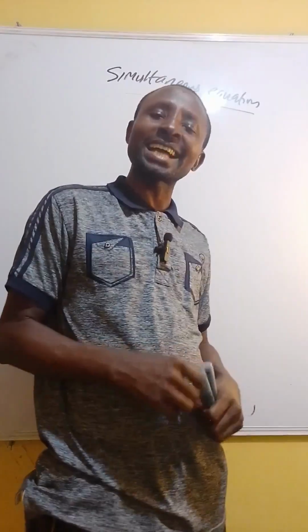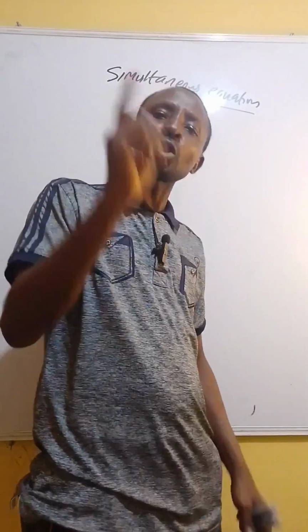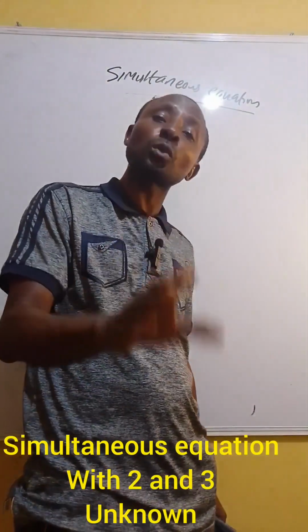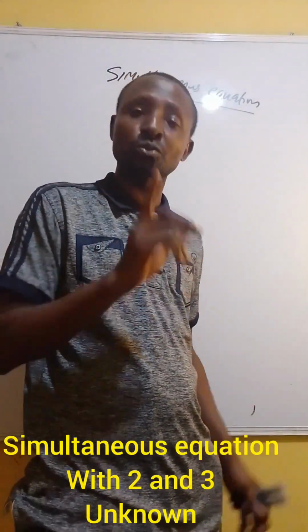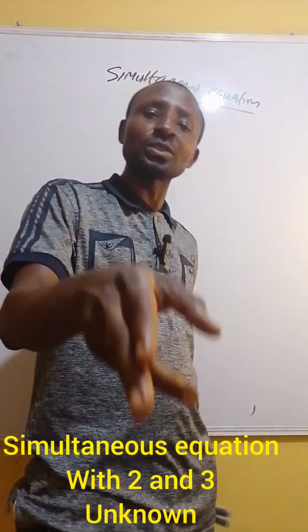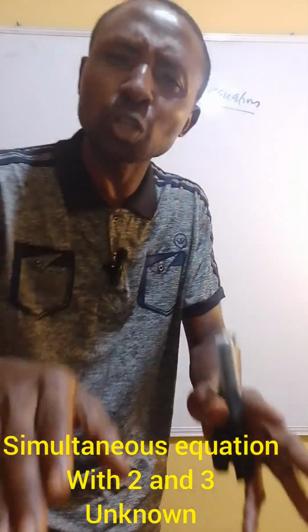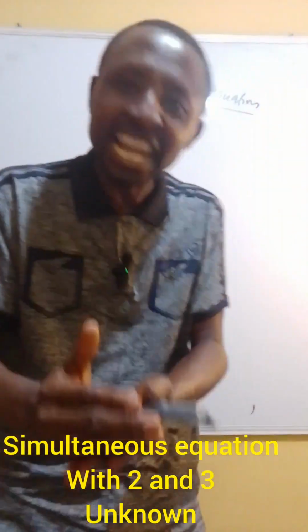Today we are going to be looking at simultaneous equations. We know that simultaneous equations have to do with equations with two or more unknowns, two or three unknowns. This topic will be useful for those in year 9 and above.